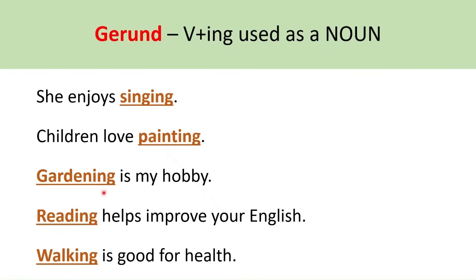Gardening is my hobby. Here it is acting as a subject. Here object, here subject. Gardening is my hobby, the name of your hobby. Reading helps improve your English. Reading again is used as the noun, subject of the sentence. Walking is good for health. Walking is here used not as a verb but as a noun. That is the function of a gerund. You have to remember that gerunds are very important, very commonly used in English.